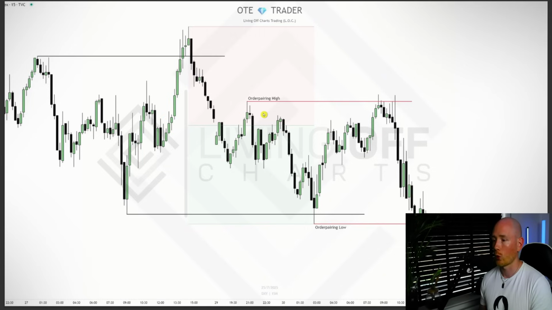Now, if I mark out the order pairing high and order pairing low, we have the high over here. And important with order pairing, we want to have these highs around equilibrium of the range. Then we're going to target the order pairing low, which is attached to that high over here. So we want to turtle soup the order pairing high and then continue down lower. That's the basics of our order pairing.